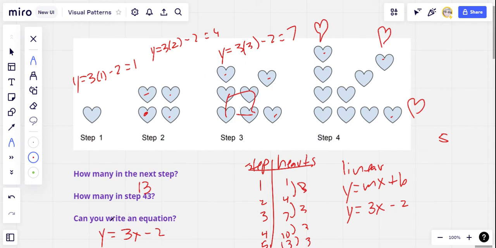Now that we've got that equation, we can use that to figure out how many hearts in step 43 by just plugging in 43 for x. So y equals 3 times step 43 minus 2. So let's calculate this. 3 times 40 would be 120. 3 times 3 is 9. So that's 129 minus 2. So we have 127 hearts in step 43.